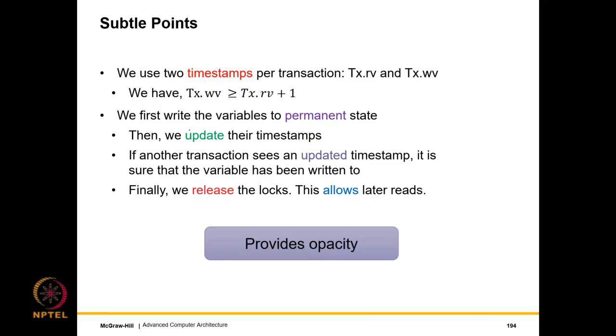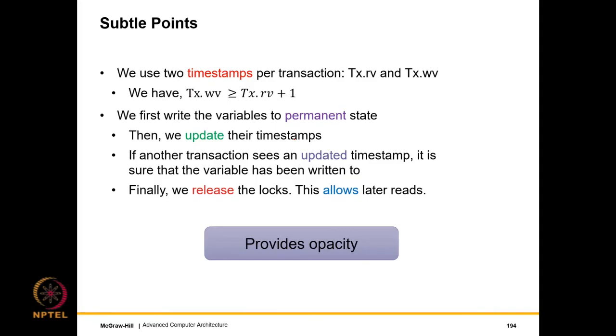So we first write the variables to permanent state, then we update their timestamps. This is typically what is done when you have a value timestamp combo. You first write the variables themselves to permanent state and then you update the timestamps. If another transaction sees an updated timestamp, it will automatically figure out that the value is there in permanent state. This justifies the order. And finally, we release the locks. So this allows later reads to go through. So this provides for opacity as well.